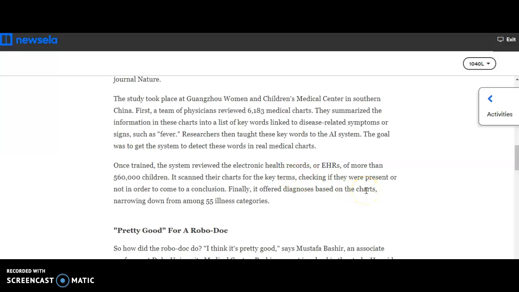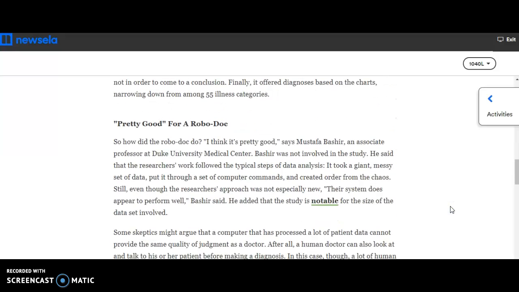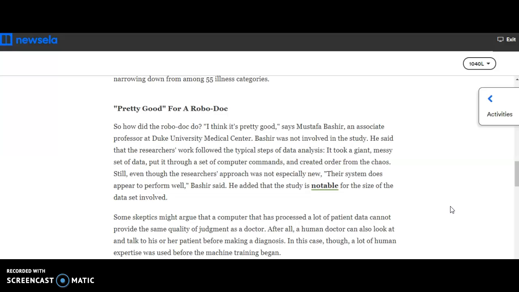Checking if they were present or not in order to come to a conclusion. Finally, it offered diagnoses based on the chart, narrowing down from among 55 illness categories. So as we continue to read, be thinking, what do you think the main idea is for this passage overall? Okay?